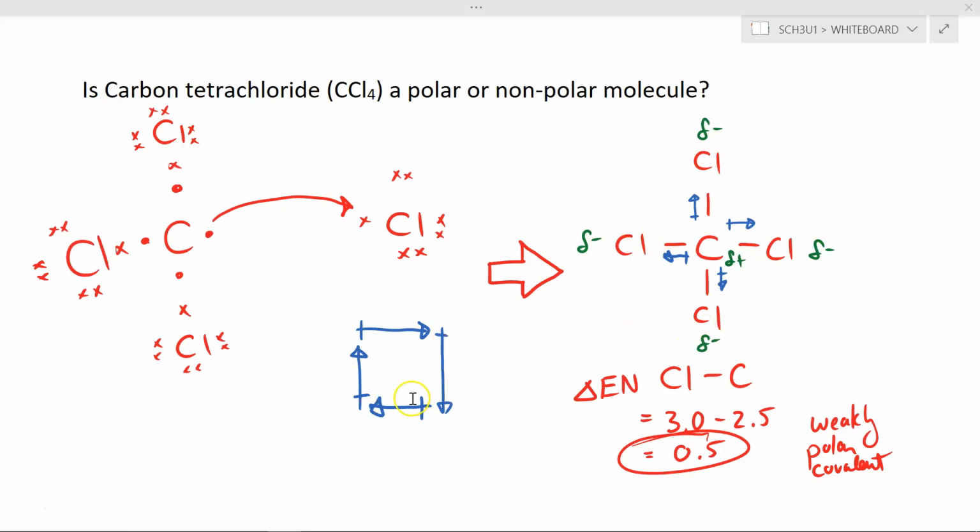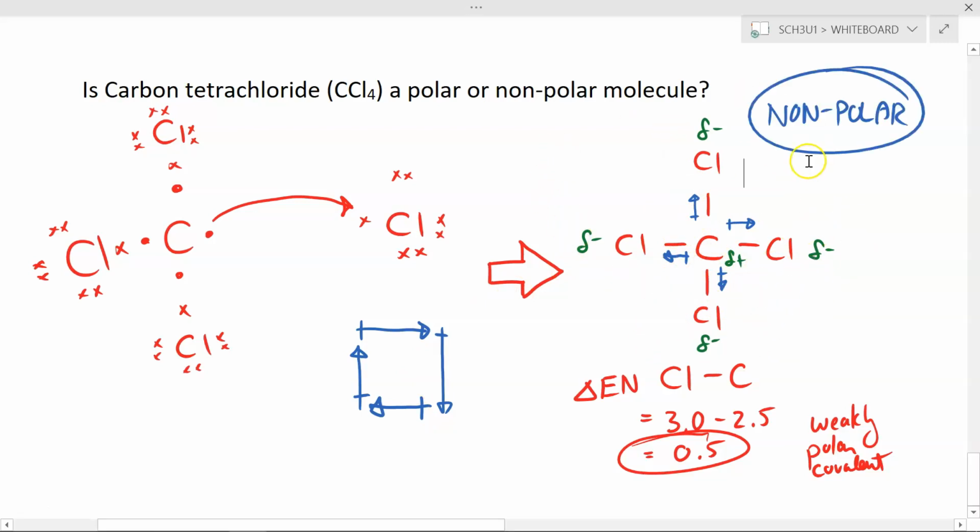But it's clear at this point that the dipole moments cancel each other out, so wherever you started, you end up at the exact same location. These two dipole moments cancel each other out, and these two dipole moments cancel each other out. So there is no polarity to this molecule. There is no one end that's more negative than the other, and we refer to this molecule as being nonpolar.